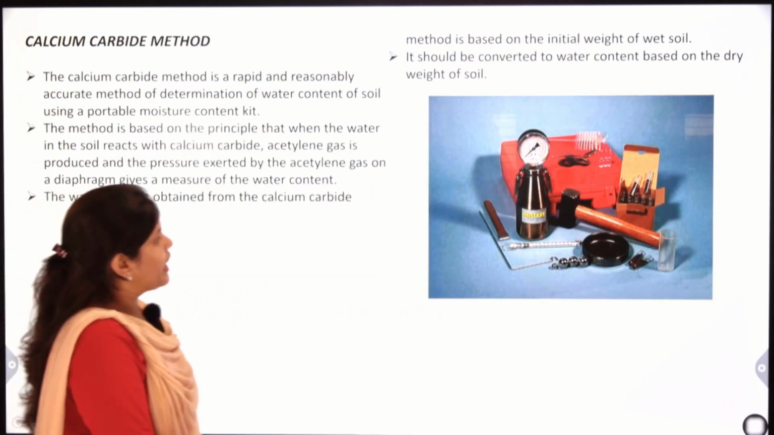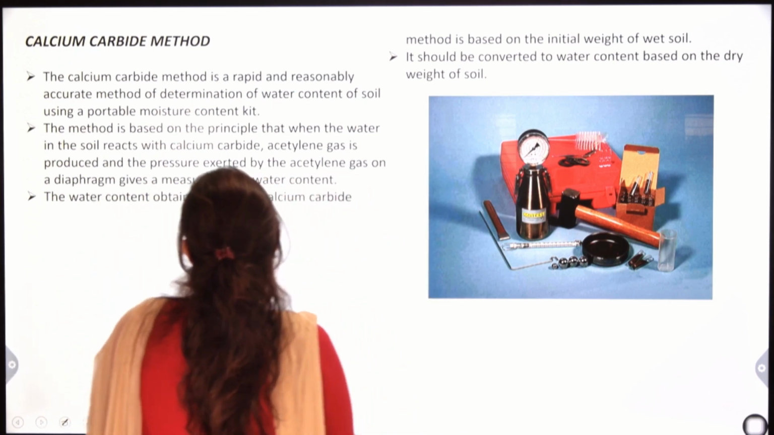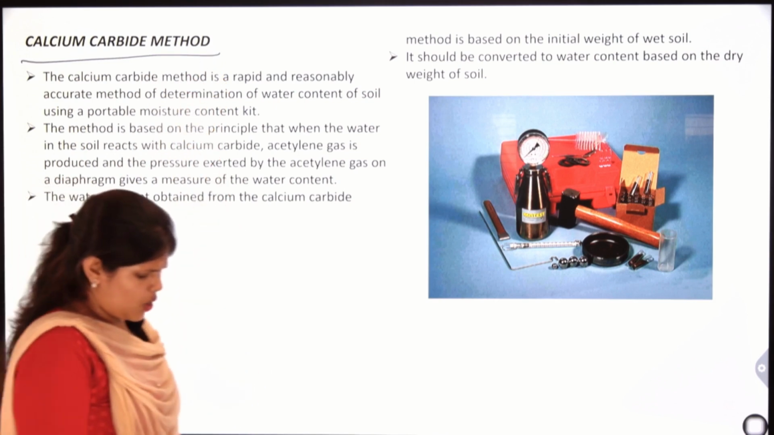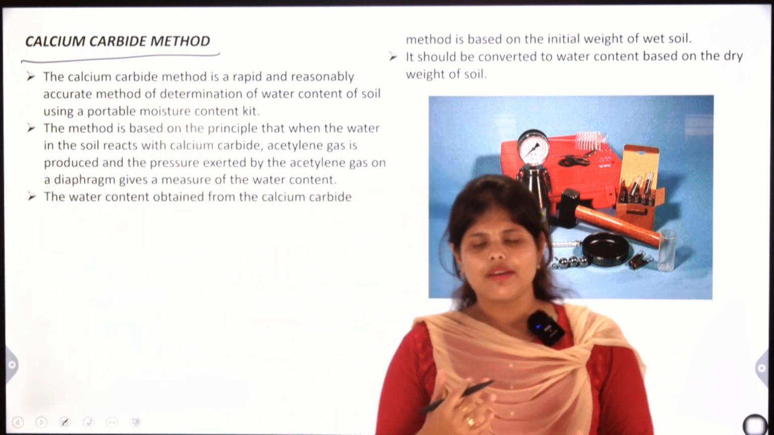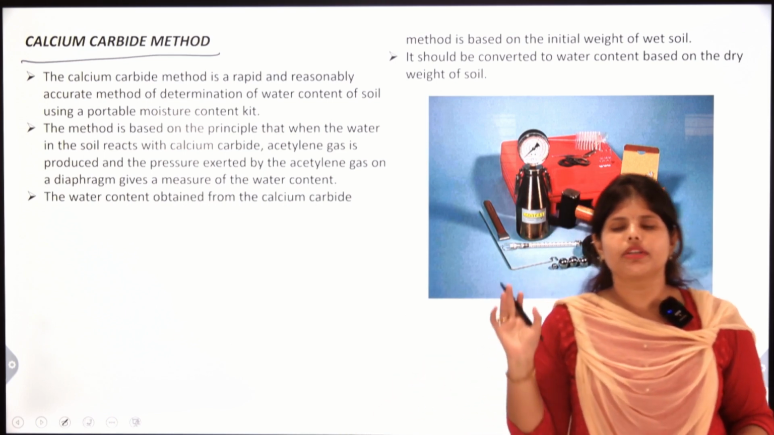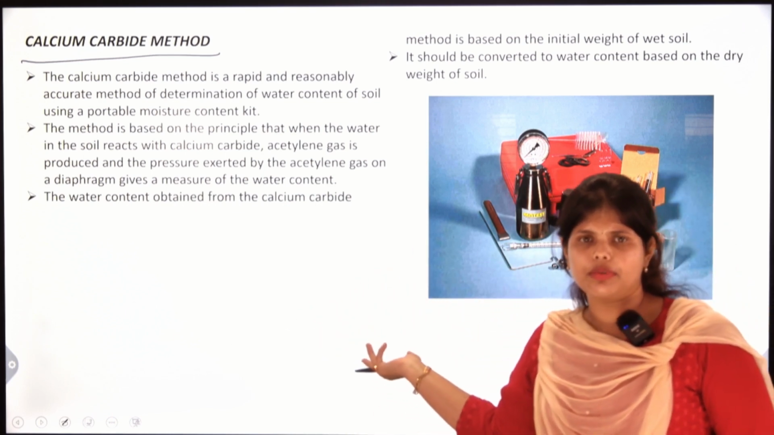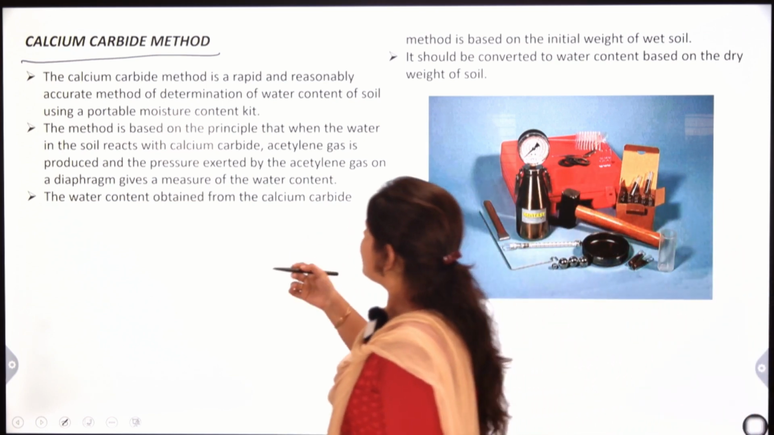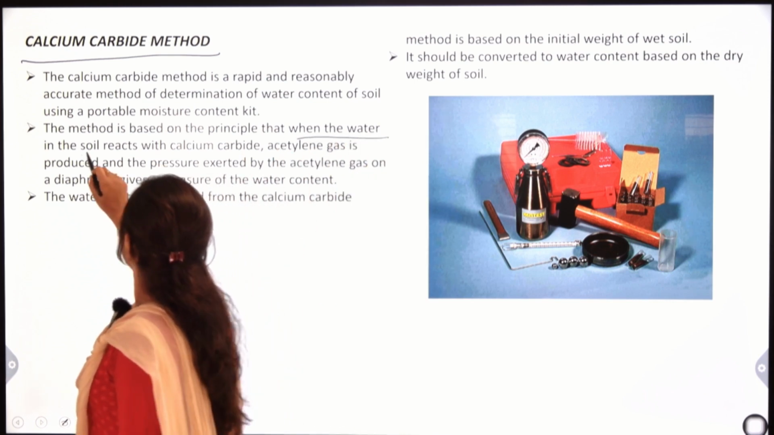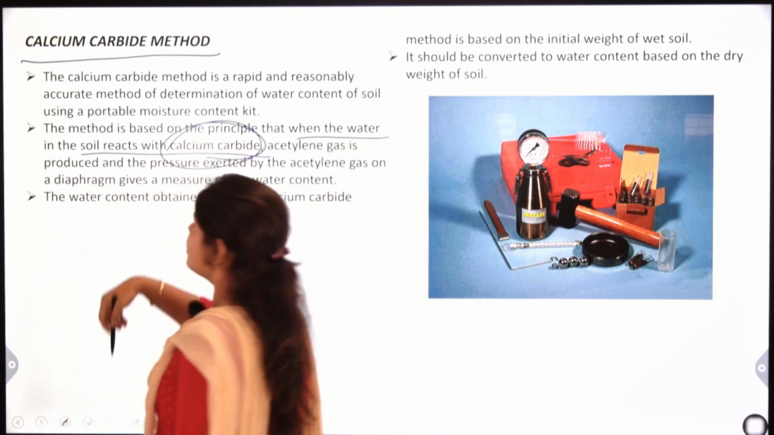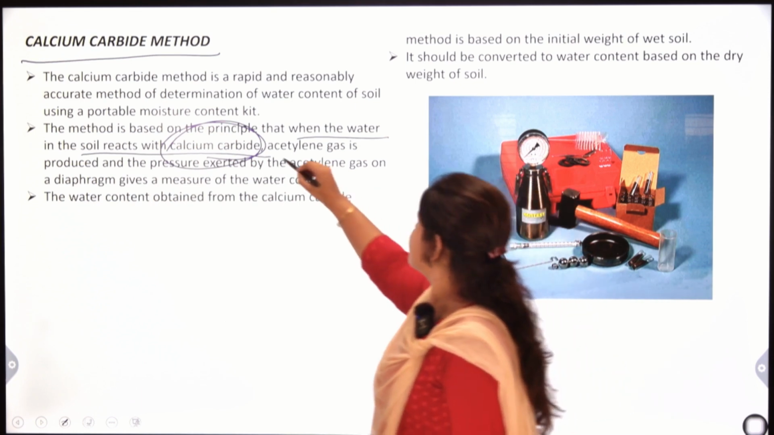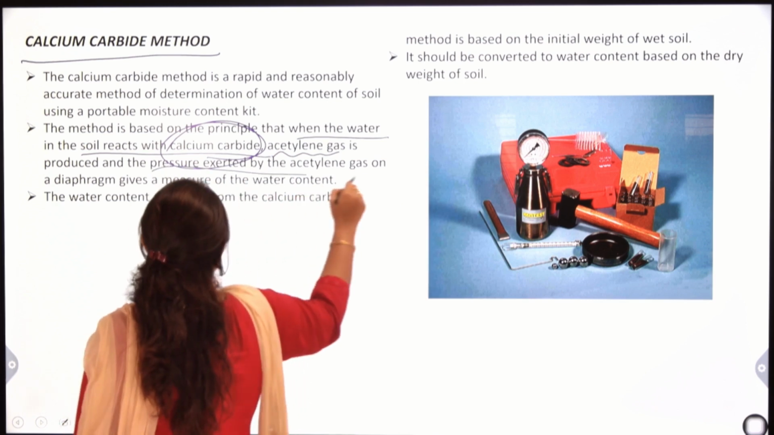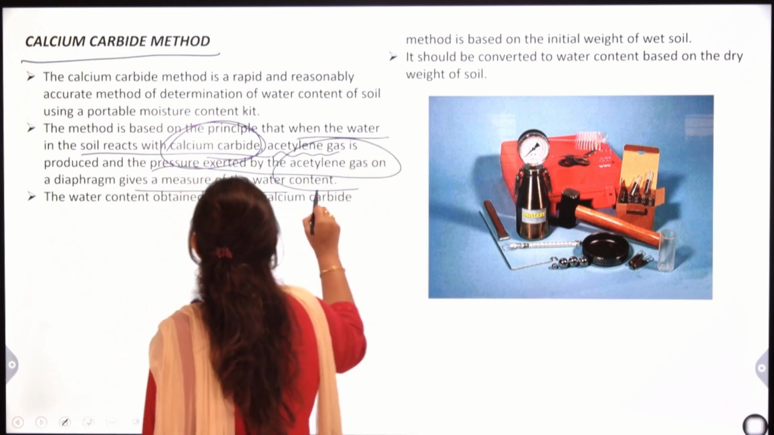So our next method is the calcium carbide method. In this method also, we have the value of our wet soil sample and dry soil sample, and then we calculate as per the oven drying method. The principle here is that soil reacts with calcium carbide and forms acetylene gas. The pressure exerted by the acetylene gas on a diaphragm gives a measure of water content.